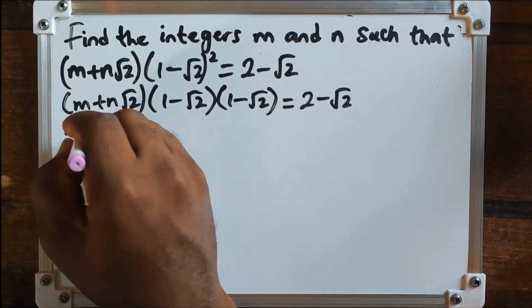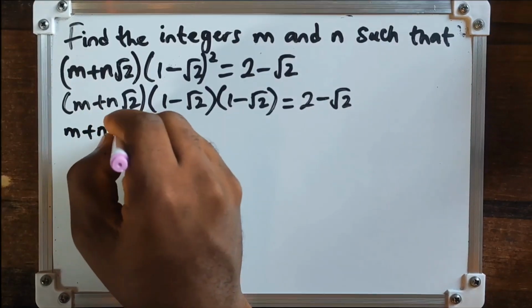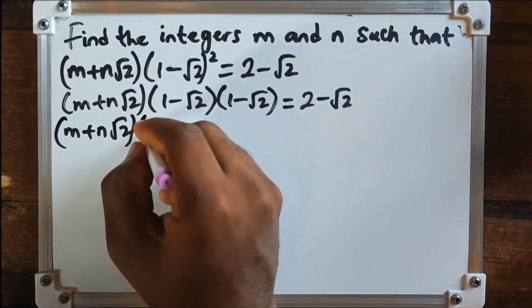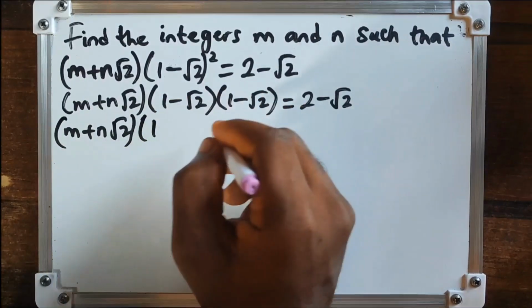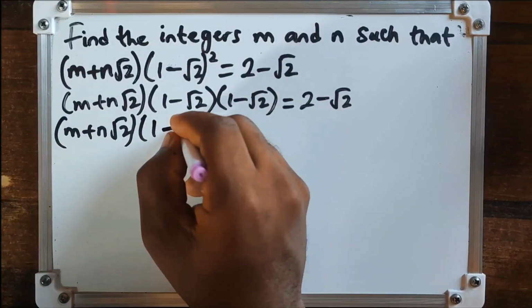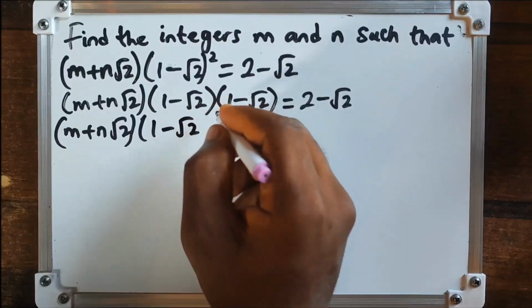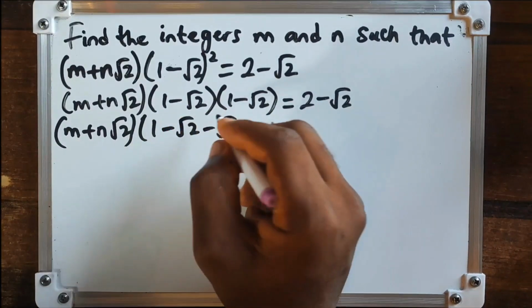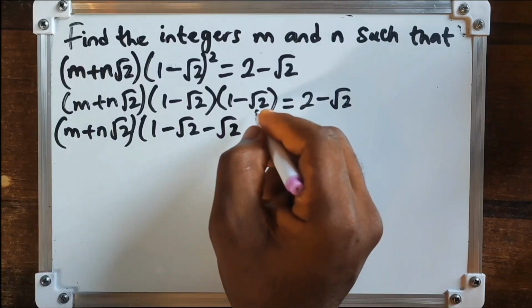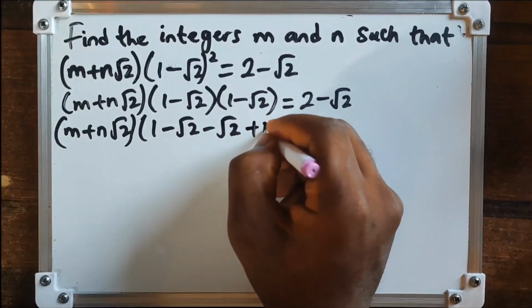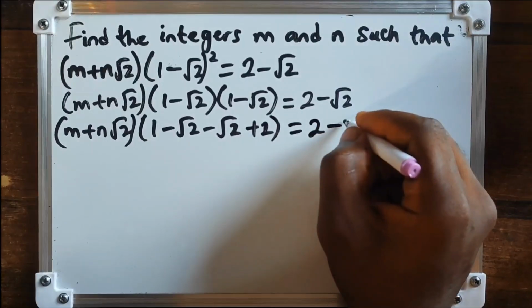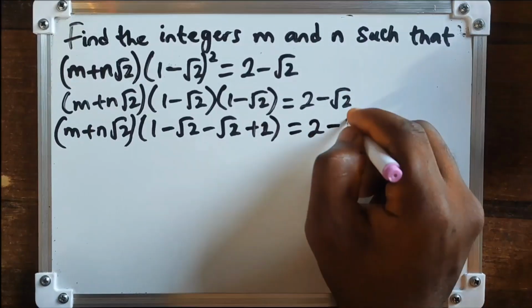So I have m plus n root 2 into 1 times 1 is 1. 1 times minus root 2 is minus root 2. Minus root 2 times 1 is minus root 2 again. Then minus root 2 times minus root 2 will be plus 2. And this is equal to 2 minus root 2.